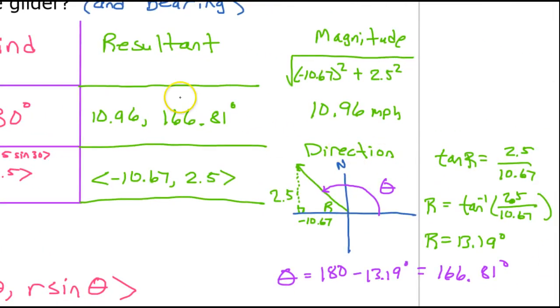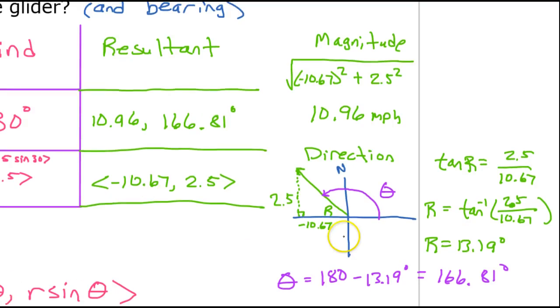Alright, so let's take our 166.81 degrees and let's instead think of it as a bearing. So remember that bearing is measured from due north, and you measure it clockwise. So the question is, how far is this vector if we go clockwise from north all the way around? Because that would be the bearing.